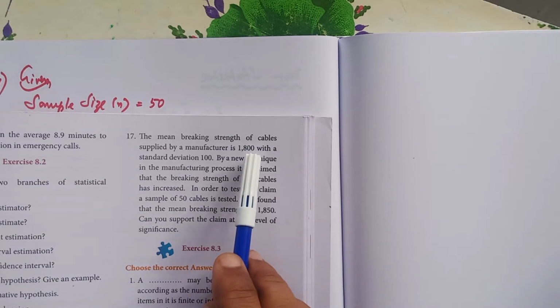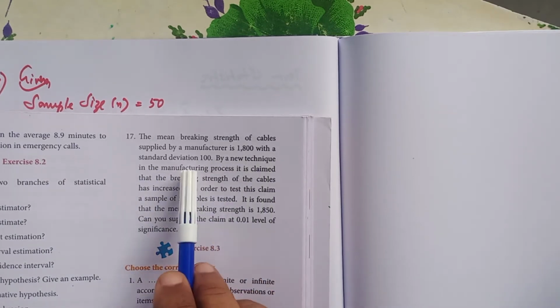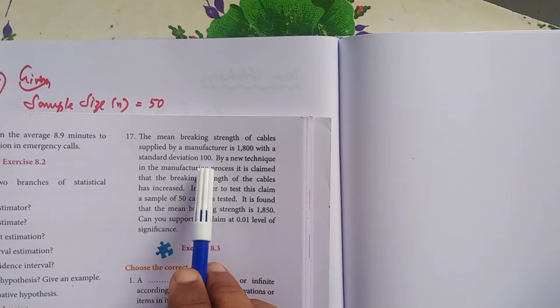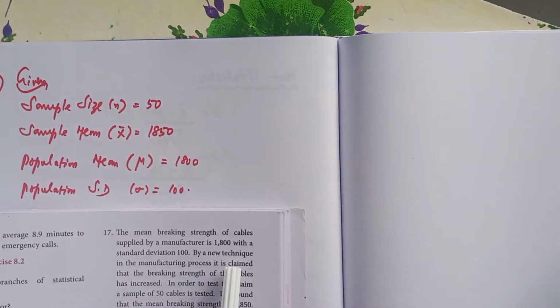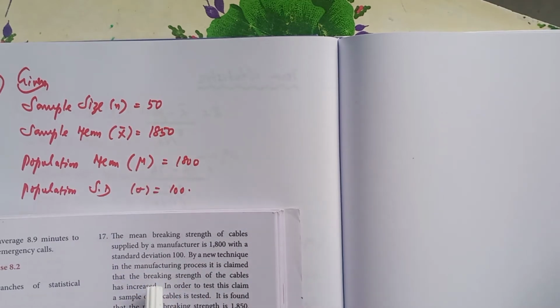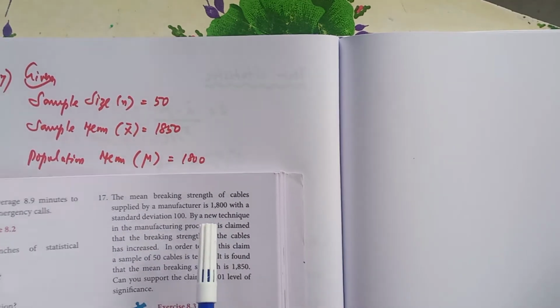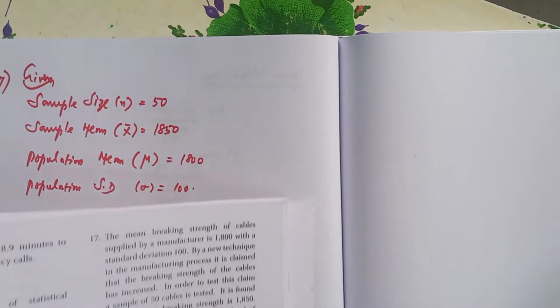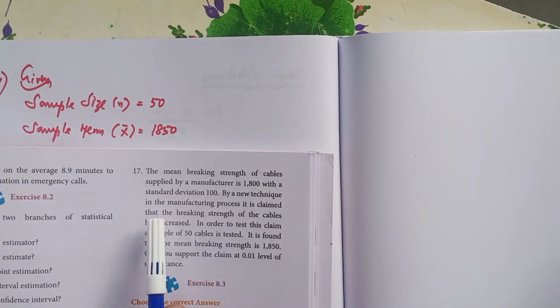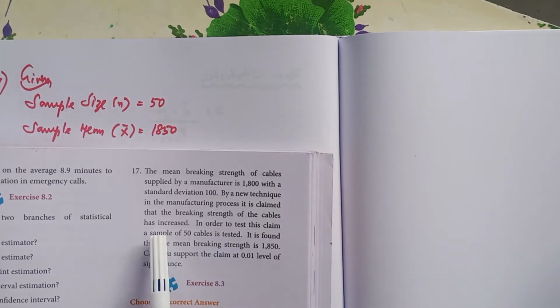The mean breaking strength of cables supplied by a manufacturer is 1800 with a standard deviation of 100. Okay, so 1800 is the population mean, and the population standard deviation is 100, that is sigma. Now, by a new technique in the manufacturing process, it is claimed that the breaking strength of the cable has increased.